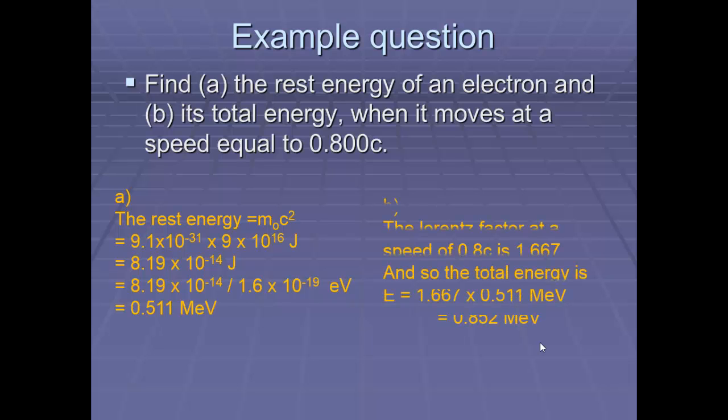That's the rest energy. When it's traveling at that speed, the Lorentz factor at a speed of 0.8c is 1.667. So the total energy is 1.667 times 0.511, which gives me 0.852 mega electron volts.